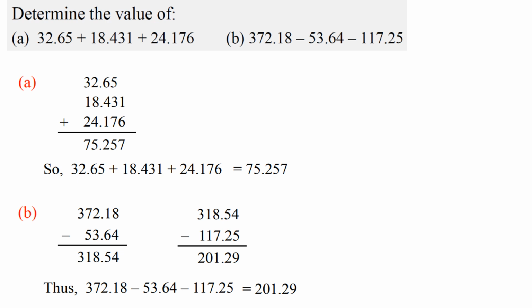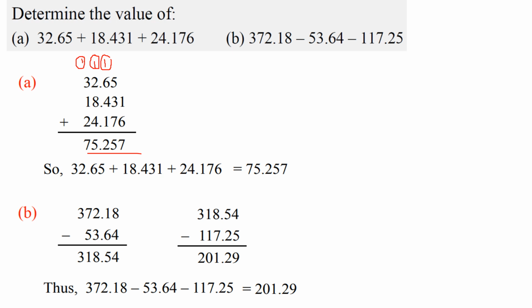And 24.176 also. Then we add, always starting from the right. 6 plus 1 gives 7, and 7 plus 3 is 10, 10 plus 5 is 15, so we keep 5 and 1 remains. 1 plus 6 is 7, 7 plus 4 is 11, 11 plus 1 is 12, so for 12 we keep 2 and 1 remains. 1 plus 2 is 3, 3 plus 8 is 11, 11 plus 4 is 15, so we keep 5 and 1 remains. 1 plus 3 is 4, 4 plus 1 is 5, 5 plus 2 is 7. So it's simple. We do it like natural numbers.